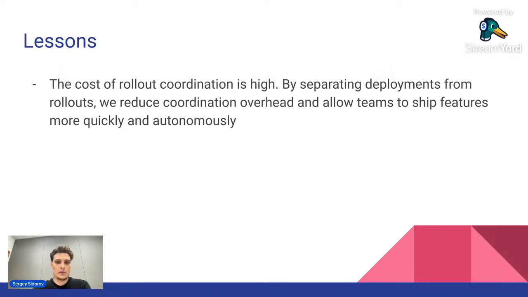So what are the anecdotal lessons from this one? The cost of coordination is high, right? By separating deployments from rollouts, we reduce the coordination cost and the overhead that the teams need to maintain in order to ship things in parallel. And feature flags are one of the tools which is quite popular to adopt these techniques.